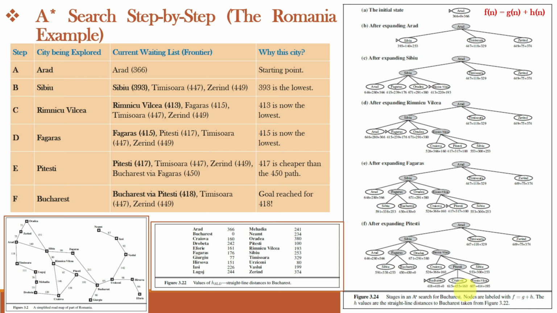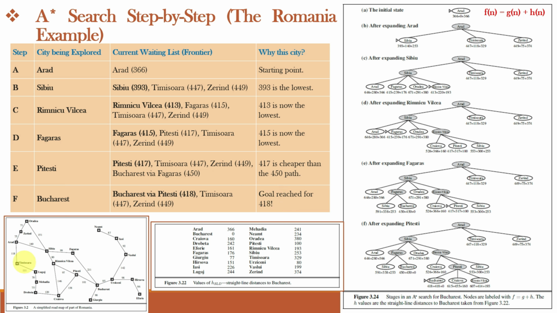Craiova is 615 kilometers and Râmnicu Vâlcea is 607 kilometers. And we know that Bucharest is our goal. So we find the goal at 418 kilometers and ignore the earlier found goal path of 450 kilometers. So we reach Bucharest via Pitești, and our goal is reached for 418 kilometers.